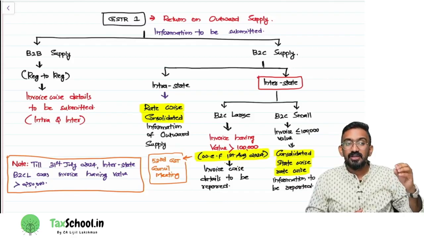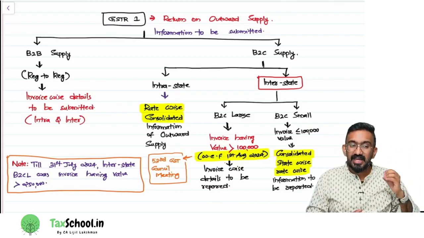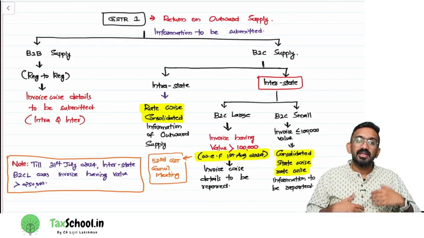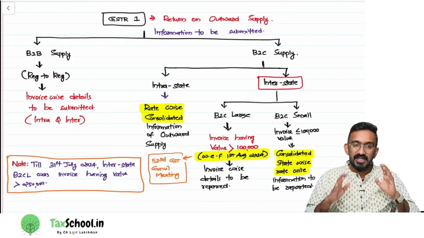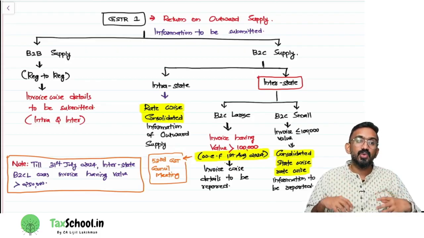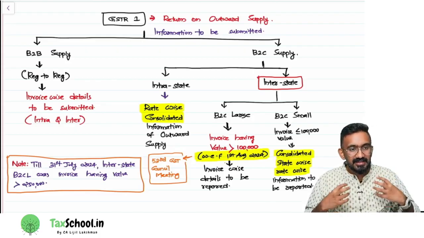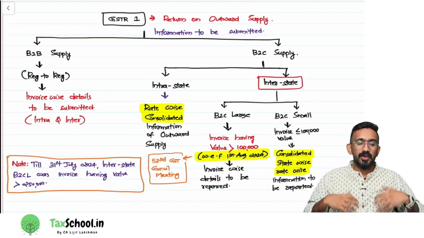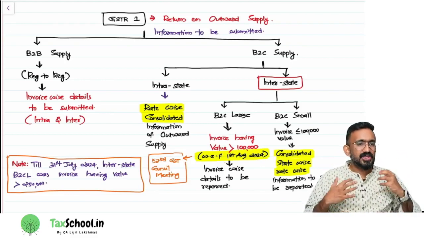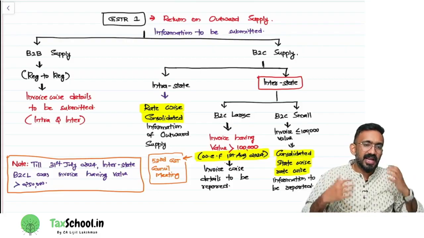Government says that if you want to take the credit, in which return will I take the credit? Is GSTR 1 used as a return for availing credit? No. GSTR 1 is only a return on outward supply. Availing credit is done through a return called GSTR 3B. If you want to take the credit of your purchases, you cannot just say that I have the bill, I'll take the credit.